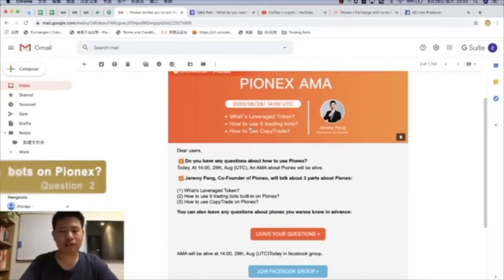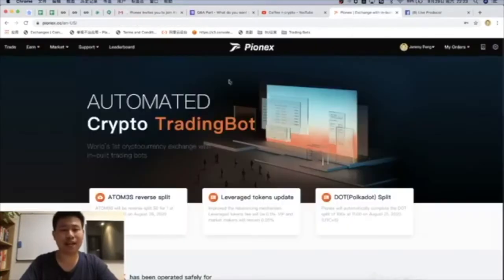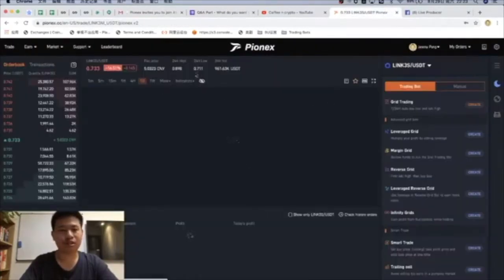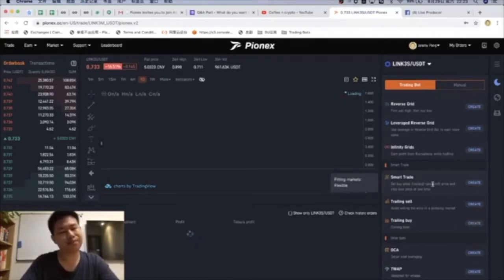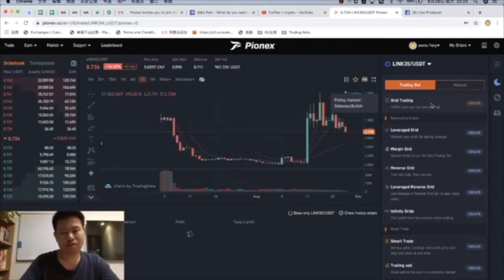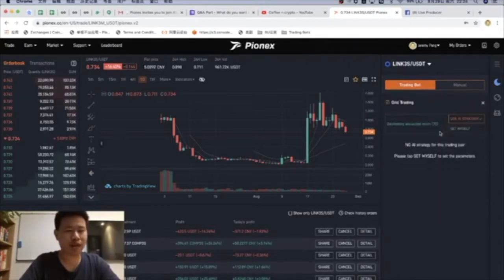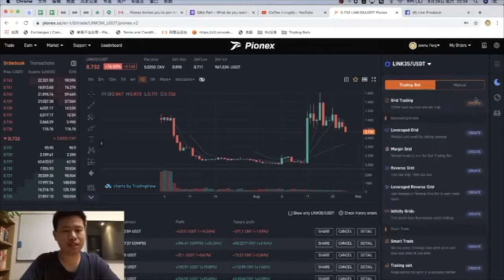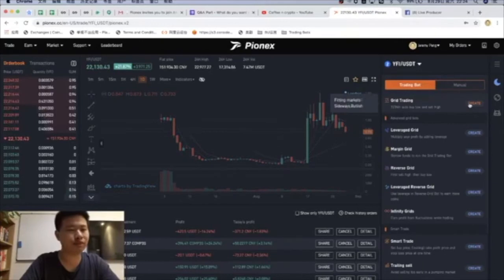Second question, how to use 9 trading bots. Actually, we have 10 now because we have just published the smart trade, and it is also very welcomed by our users. So the traditional, most popular trading bot is just the grid trading bot, and I think most of you have learned how to use this bot, so I am not going to introduce it for a very long time.